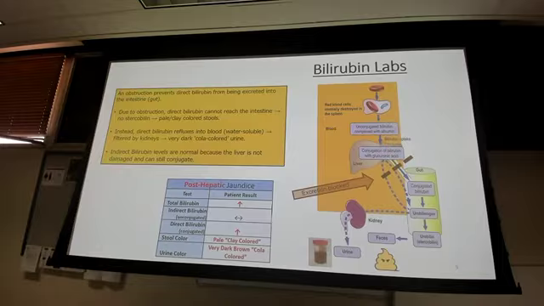Now the posthepatic, right? The liver works fine. The liver can conjugate, can turn indirect into direct. It can do that conjugation, but there's something blocking it from getting into the gut. A tumor in the pancreatic head, not the tail. The common bile duct.